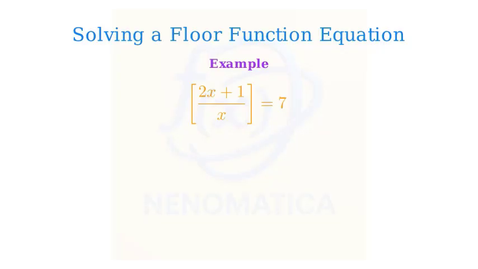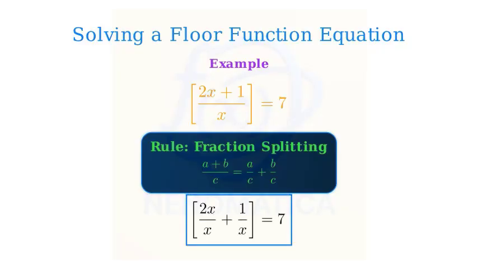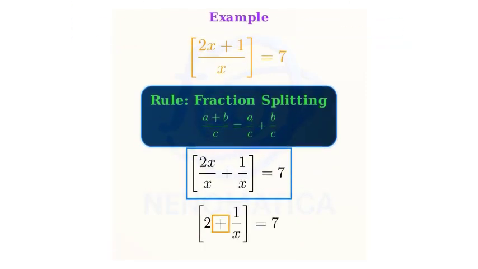Step 1. Simplify the fraction by splitting it over x. We use the fraction splitting rule: a plus b over c equals a over c plus b over c. Applying that, we rewrite the inside as 2x over x plus 1 over x. Step 2. Reduce 2x over x to 2. That gives us, open bracket, 2 plus 1 over x, close bracket equals 7.